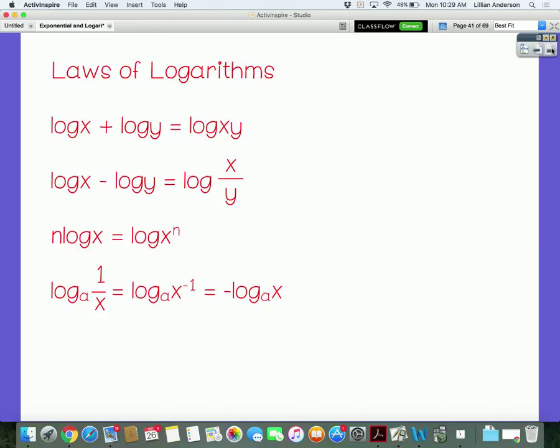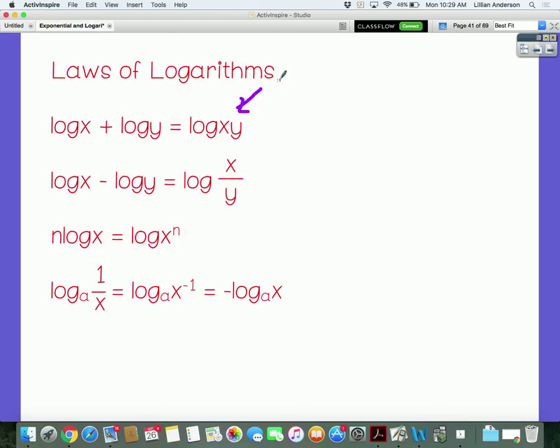And then there's a number in front of your log, so n log x would equal log x to the n. Okay? And then of course when you have 1 over x, you can rewrite it so that you have a negative in the exponent, and then of course you can bring that to the front in regards to this one called your power law. Alright? These are very good to know. These are in your reference booklet because you may be asked to condense a logarithm.